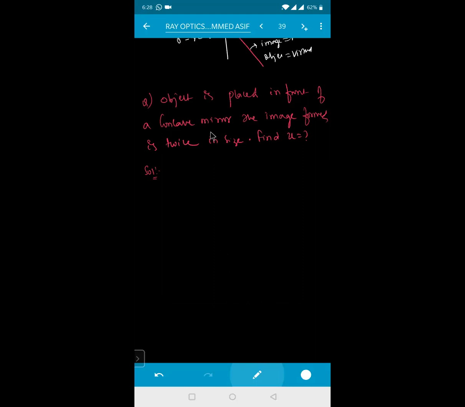Object is being placed in front of a concave mirror. Image formed is twice the size. Find the value of u.